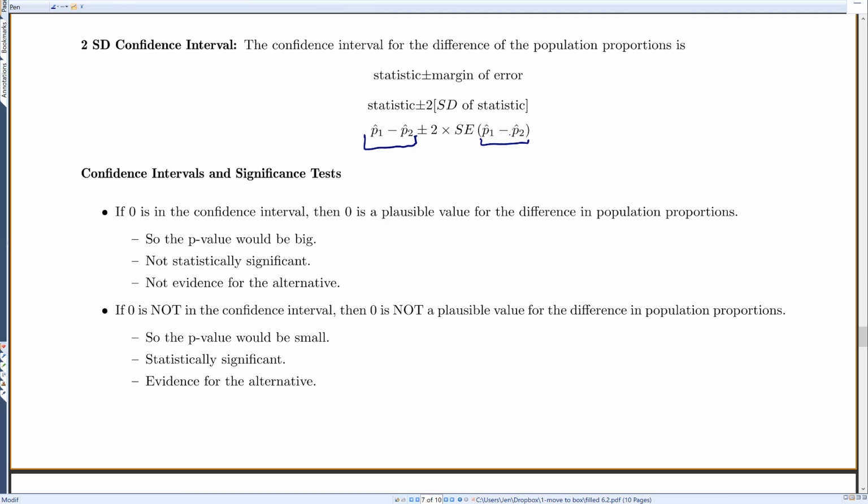And confidence intervals and significance tests, just like we did before, if 0 is in a confidence interval, then 0 is a plausible value for the difference in population proportions. So if 0 is plausible, that means the p-value would be big. That means we're not statistically significant. That means there's no evidence for the alternative. But if 0 is not in the confidence interval, then 0 is not a plausible value for the difference in population proportions. So the p-value would be small. That means you're statistically significant and you have evidence for the alternative.